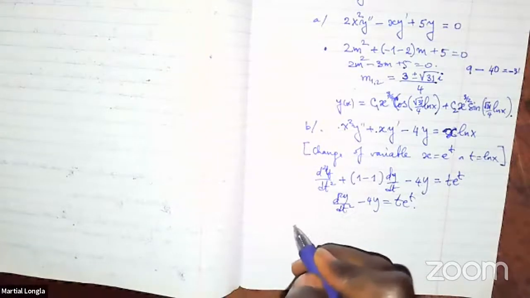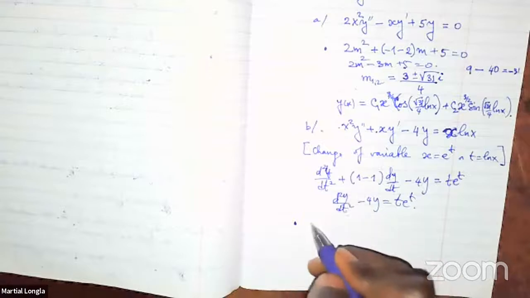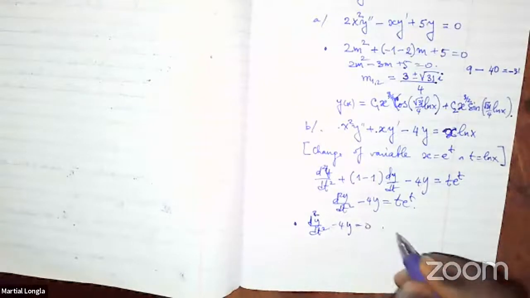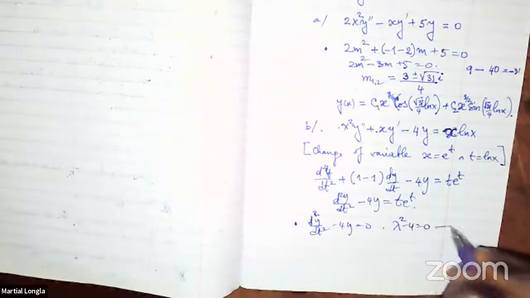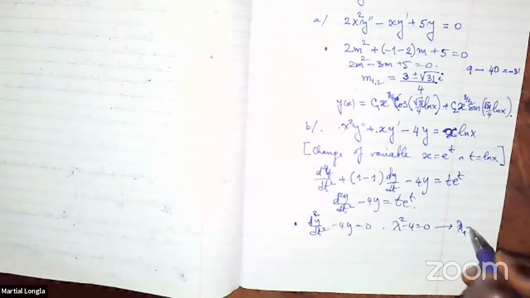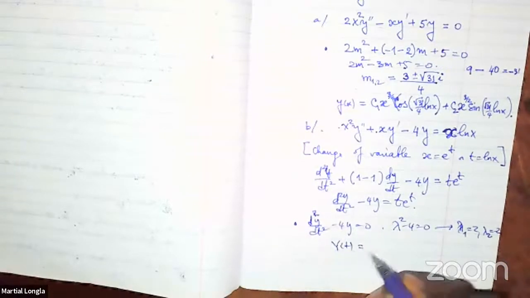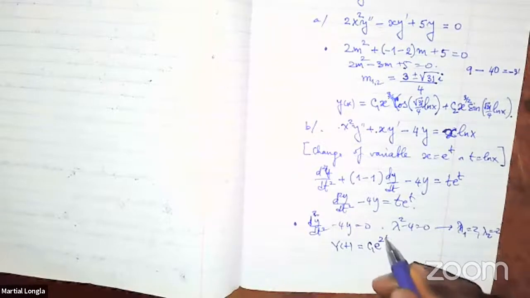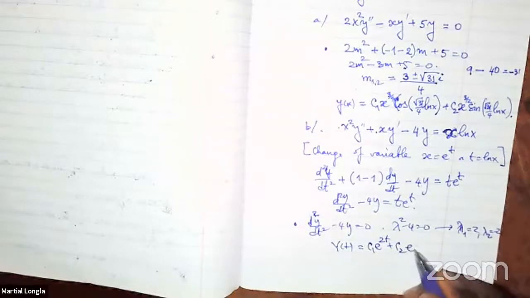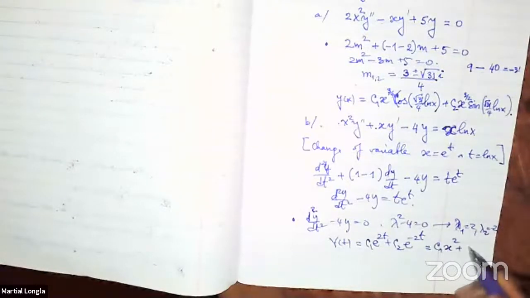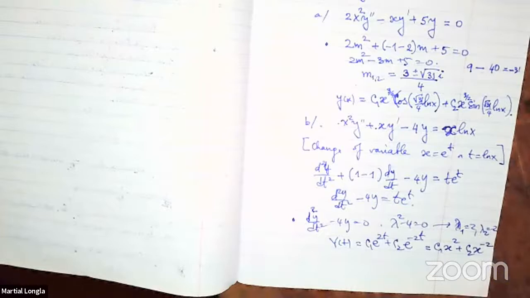So in the next step, what you will do will be solving d2y over dt squared minus 4y equals 0, for which you have lambda squared minus 4 equals 0, lambda 1 equals 2, lambda 2 equals minus 2. So capital Y of t is C1 e to the 2t plus C2 e to the minus 2t, which in other words is C1 x squared plus C2 x to the minus 2, because e to the t is x.